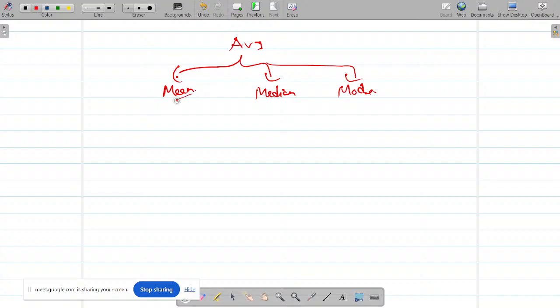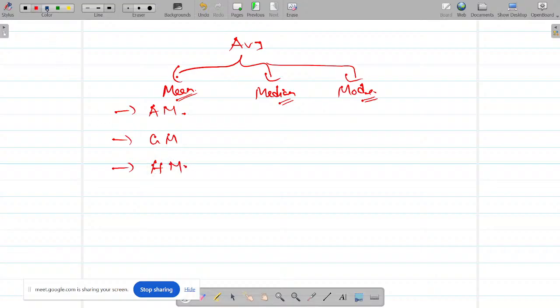When we use the term mean, when we use the term median, and when we use the term mode, for each and every situation the thing is different. The average is different. We are not going to use all the terms everywhere. Likewise, when we go for using mean, we have three types of mean. One is arithmetic mean, one is geometric mean, and one is harmonic mean.